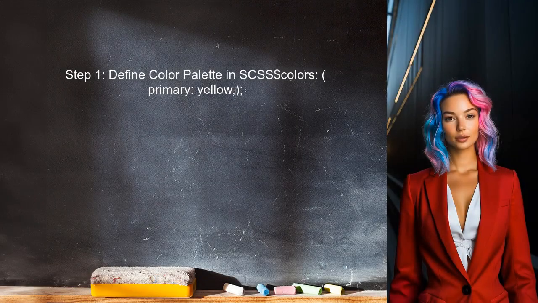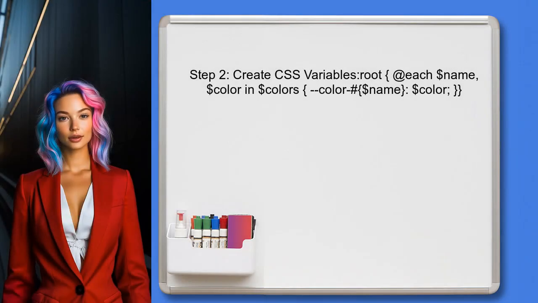To achieve CSS variables with a fallback for older browsers, the user should start by defining their color palette using a map in SCSS. This allows for easy management of colors throughout the project. Next, the user needs to create CSS variables in the root selector. This is done by iterating over the color map and defining each variable using the SCSS each loop.